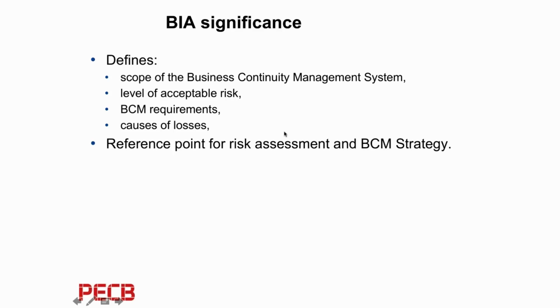Of course, it also defines the causes of potential losses, because of the definition of the worst case scenario, and it's very useful data for risk assessment and business continuity management strategy. In risk assessment we are looking for events, for threats, which might cause interruption and which might cause the losses that we identified in BIA. And in business continuity management strategy, we are deciding how we respond to those threats, how we fill gaps between what we have now and what we need in order to achieve the business continuity management requirements.